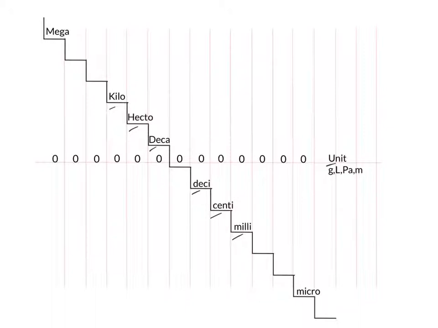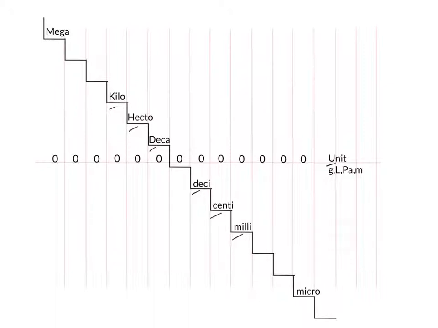We know metric is a function of tens. So as we go up a step, we are going to move one decimal place. As we go down a step, we're going to move one decimal place, as in a factor of 10. In between milli and micro, there's three steps. In between kilo and mega, there's three steps.